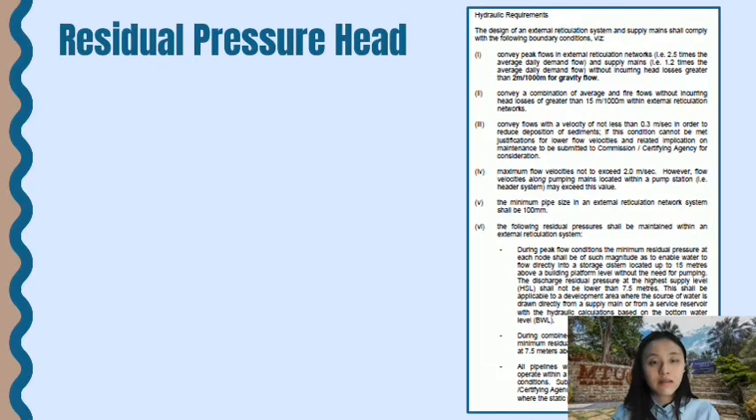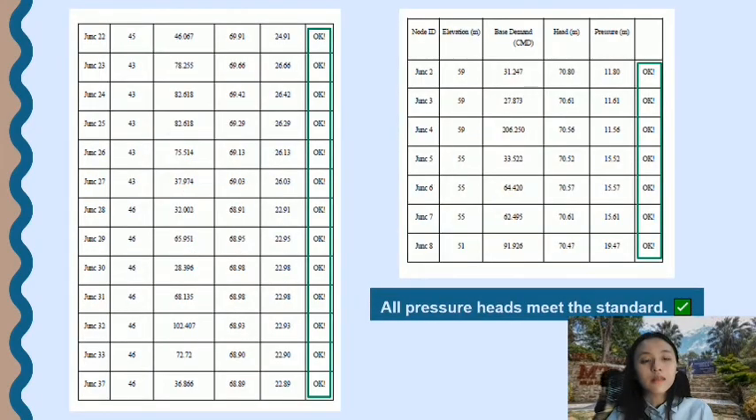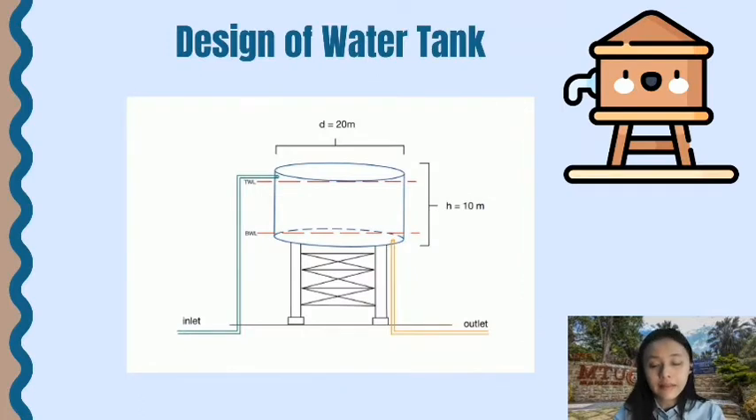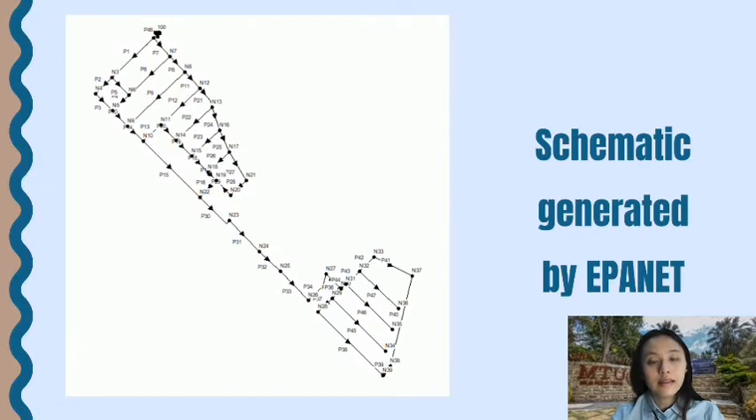For the residual pressure head, we have to make sure it is more than 7.5 meters and less than 30 meters. From the analysis, all pressure heads meet the standard. And this is the dimension of our water tank by ePlanet, which can fulfill the consumer requirement. This is the layout of our pipeline, and this is the schematic diagram generated by ePlanet.